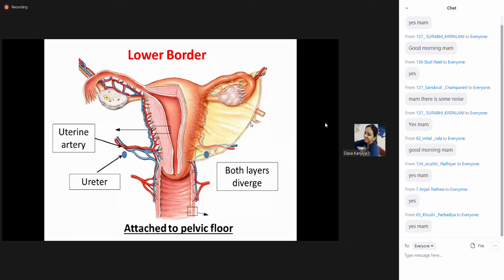It runs between the two layers. Remember this thing, it runs between the two layers of the broad ligament. And here it is closely related with the ureter. This also you have to remember, the relations of the uterine artery with the ureter. See, the uterine artery crosses the ureter from lateral to medial in front. It is closely related with the ureter.